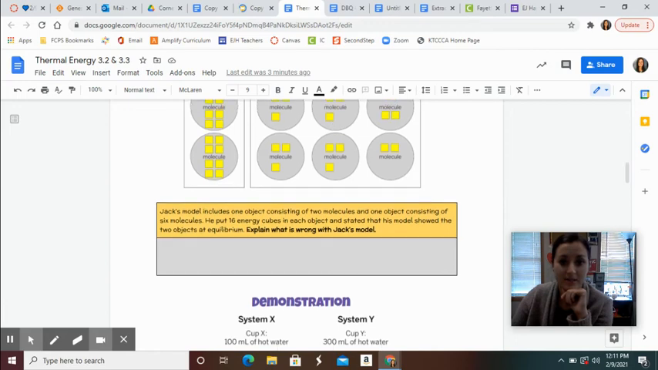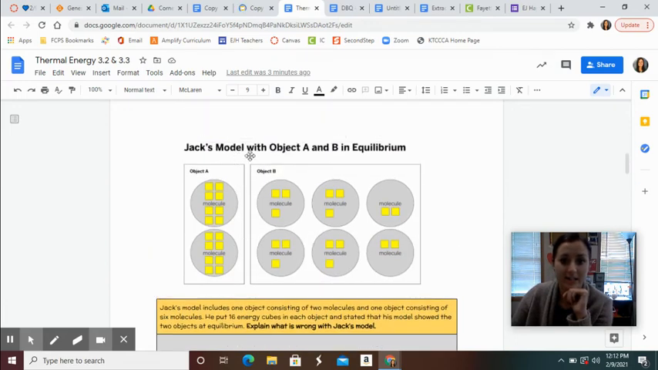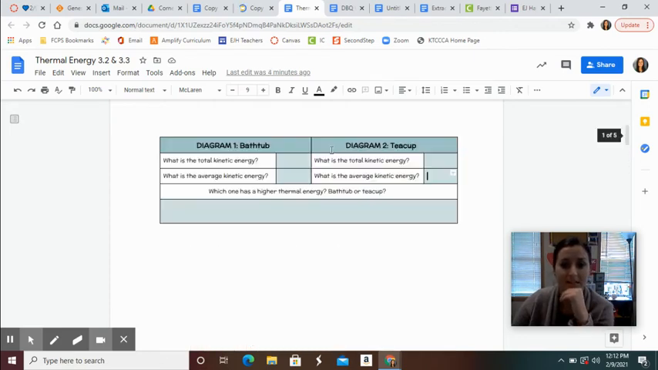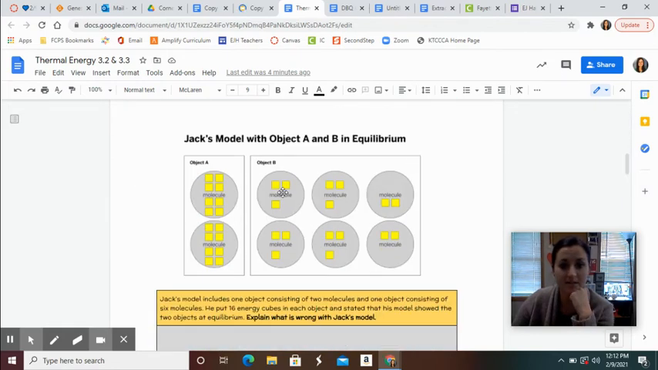And in this model, we see that Jack created a model that he believes is in equilibrium. So we have object A and object B. These gray circles represent the molecules, and then these yellow squares represent the speed, the energy, similar to how we have these up here. It's the same idea.